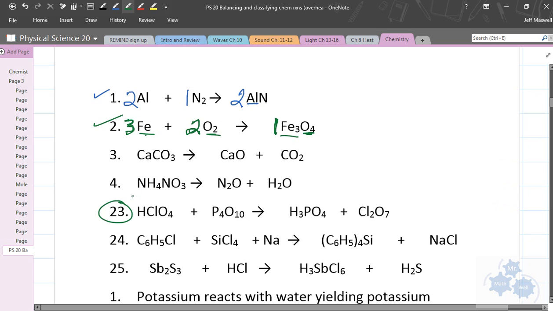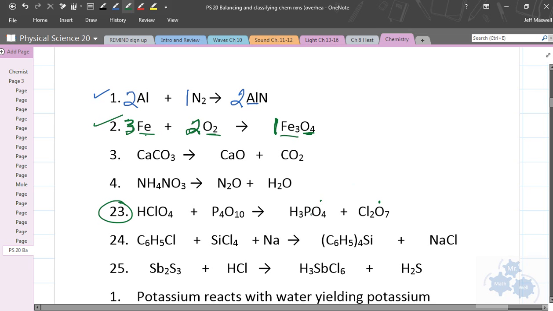All right, why don't you do number 23? Try number 23 on your own. That's a bit tougher. Remember the rules, because, well, we don't have any lone elements. Do we have any polyatomic ions? Nah, not really. Okay, so just start going 1 element at a time, and you might have to go back and forth, and you might have to change a number here and there. Okay, so go ahead and give that a shot.